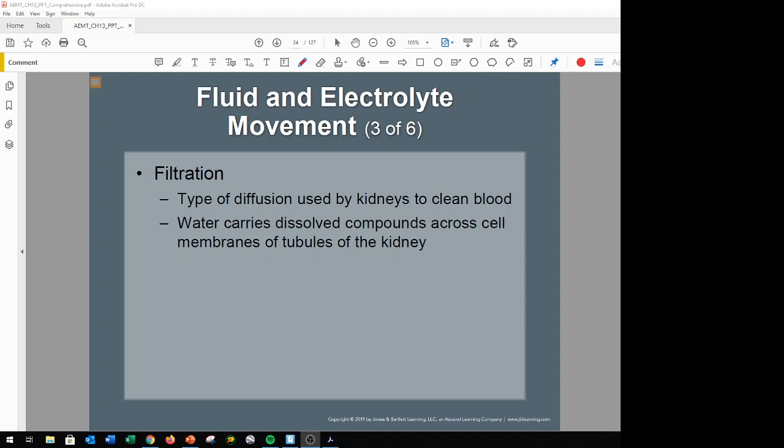So we were talking about filtration, right? So water carries, and we said the kidneys, and then we talked about how at the capillary level that can happen too.